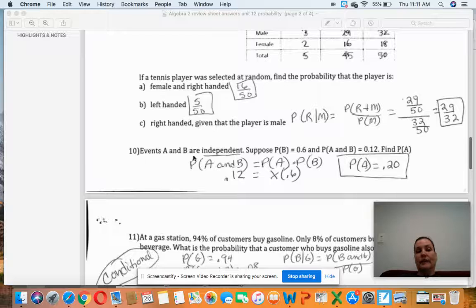Question 10, events A and B are independent events. Suppose the probability of B is 0.6 and the probability of A and B is 0.12. Find the probability of A. If events are independent, the probability of A and B equals the probability of A times the probability of B. So I know the probability of A and B, 0.12. I know the probability of B is 0.6. You don't know the probability of A, so that's my X. So I'm solving for X. All I'm doing is dividing both sides by 0.6, and the probability of A is 0.2.